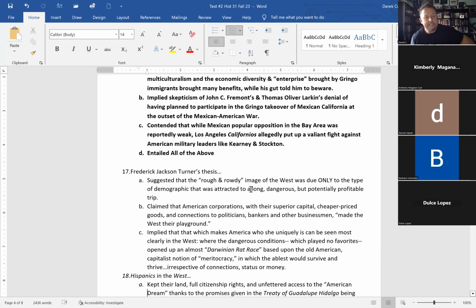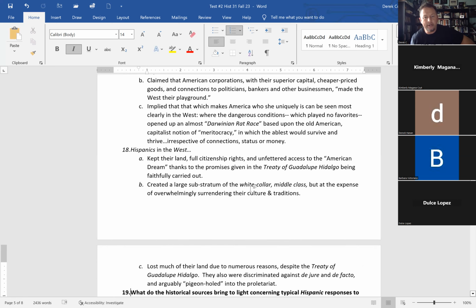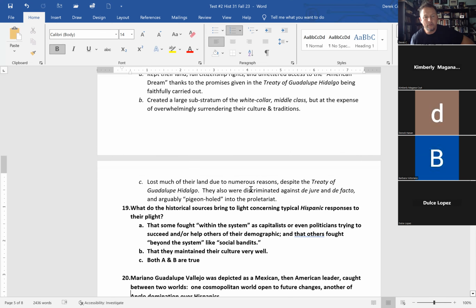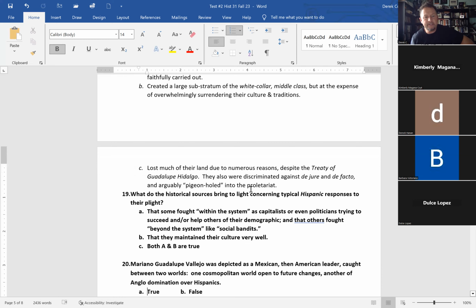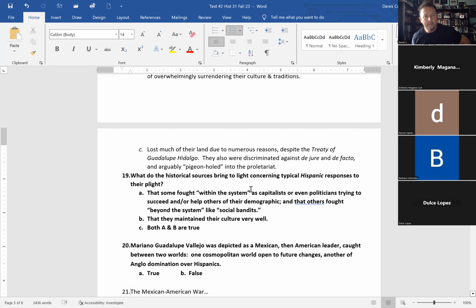Frederick Jackson Turner's thesis, Hispanics in the West, that is out of the antebellum westward expansion movement. Okay, that's why I took the boldface off those. They can be found right in the handout. Just in case, if I had any doubt at all that it's in there, I kept it bold.